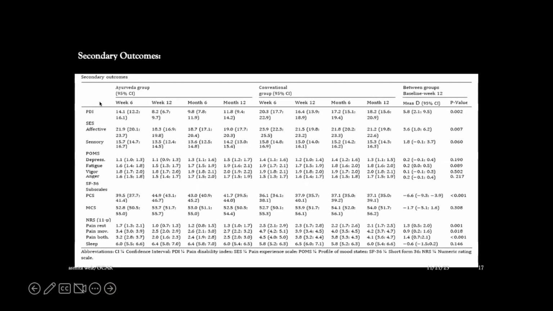In the secondary outcomes also, I have shown you various scales, PDI, SES, so affective, sensory, then POMS. PDI is pain disability index, and POMS is profile of mood states. So depression, fatigue, vigor, anger, all these factors are available, and there is a system for how to record that.